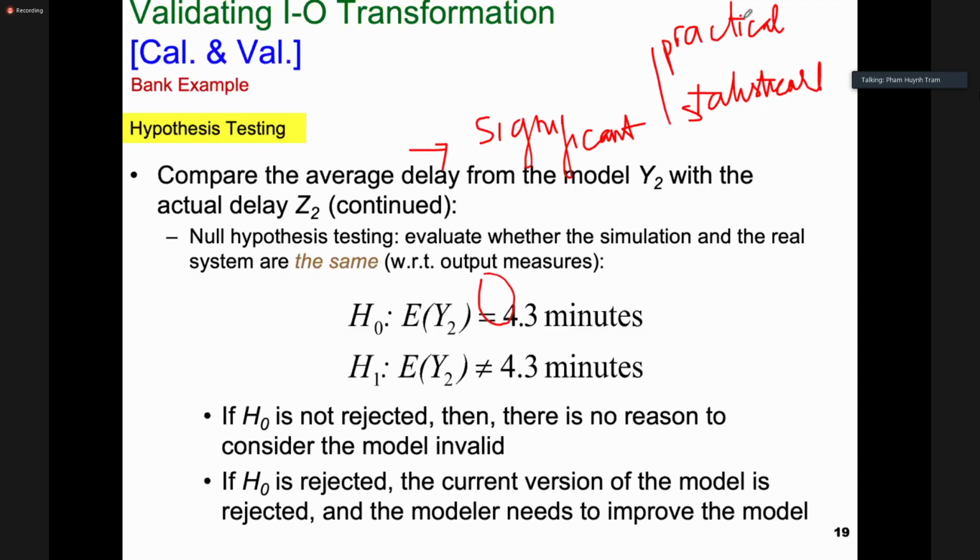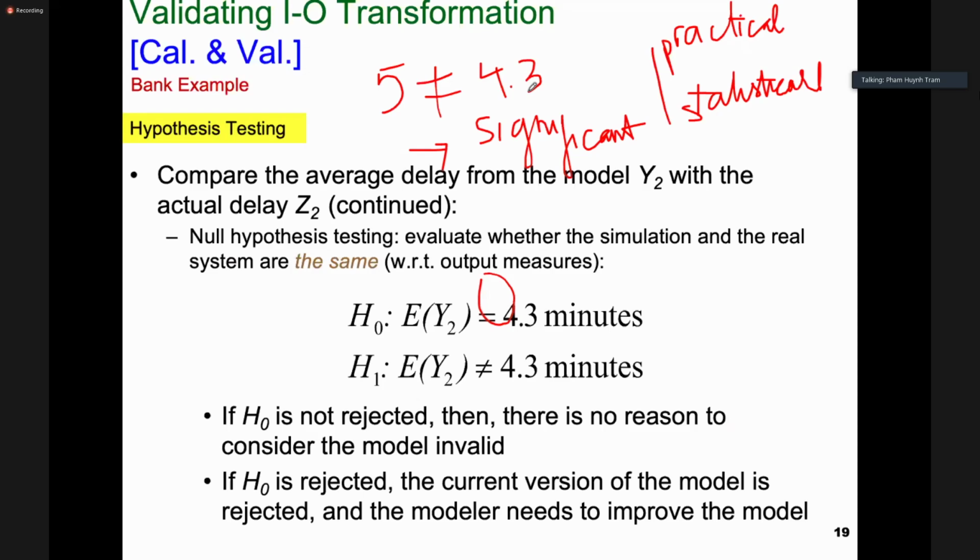Right. So let's say your simulation model gives the average result of 5 minutes. And let's say we do a hypothesis testing, and it says that yes, 5 minutes is statistically different from 4.3 minutes. It is significantly statistically different from 4.3 minutes. It's not the same, right?